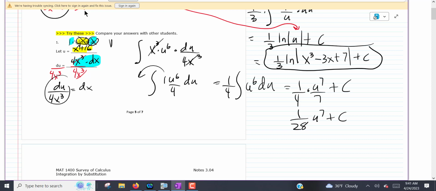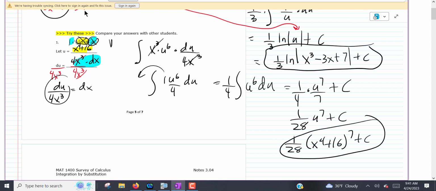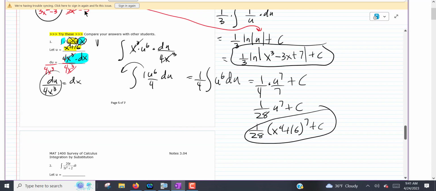And then you plug back in. So the last step is plug u back in. So you get 1 over 28, parentheses, x to the 4th plus 16, to the 7th, plus c. So that's how that problem goes. The issue that you're having is substitution, building the integral that you can do. You change it into a simple integral. Okay? All right, any problem? Yeah, you could also write the answer as x to the 4th plus 16, to the 7th, all over 28 plus c. Same thing. Doesn't matter. Okay, all right? Okay, very good.